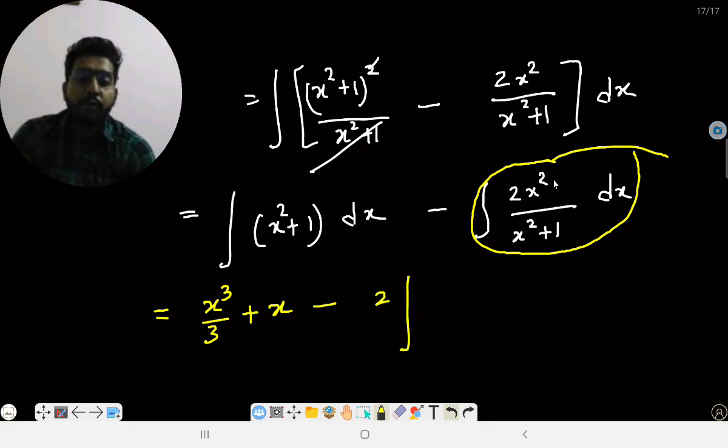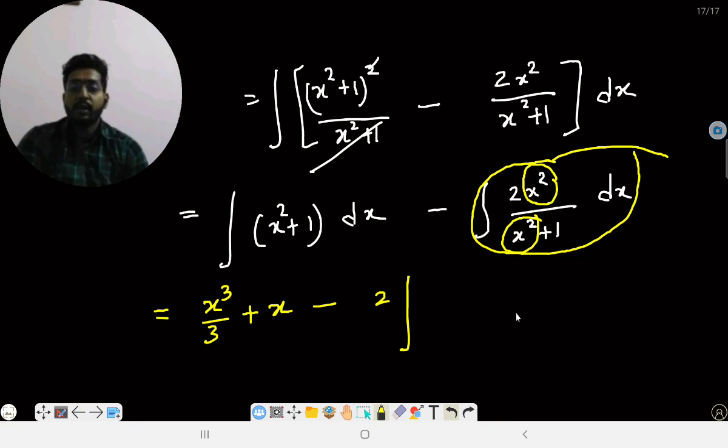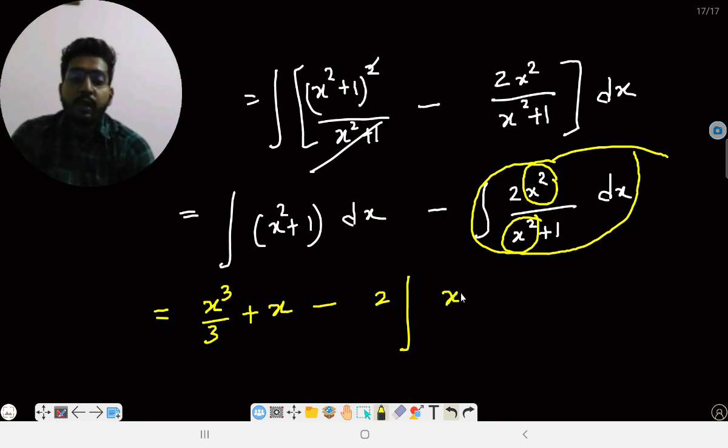Now look at the power of x here. The power of x is 2 here, and here also the power of x is 2. Since the power is the same, whenever the power is the same, we have to make the numerator like the denominator. That means it can be written as x square plus 1 minus 1, and the denominator is x square plus 1, dx. Now separate this one, so it will become like this.